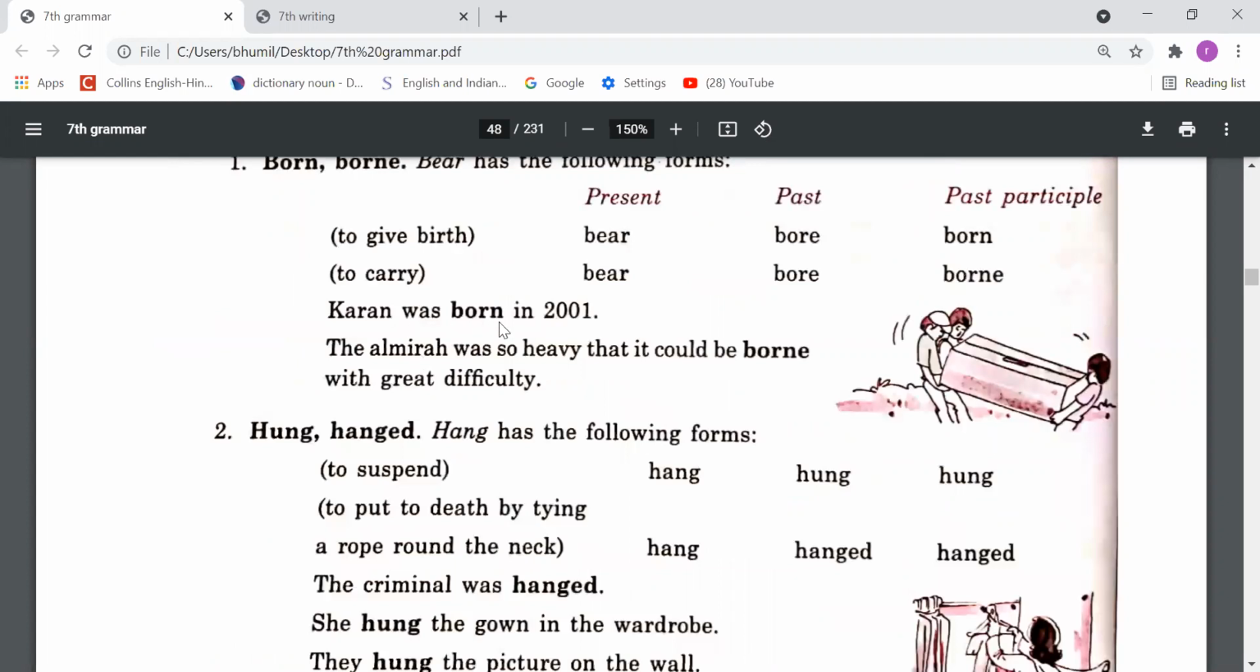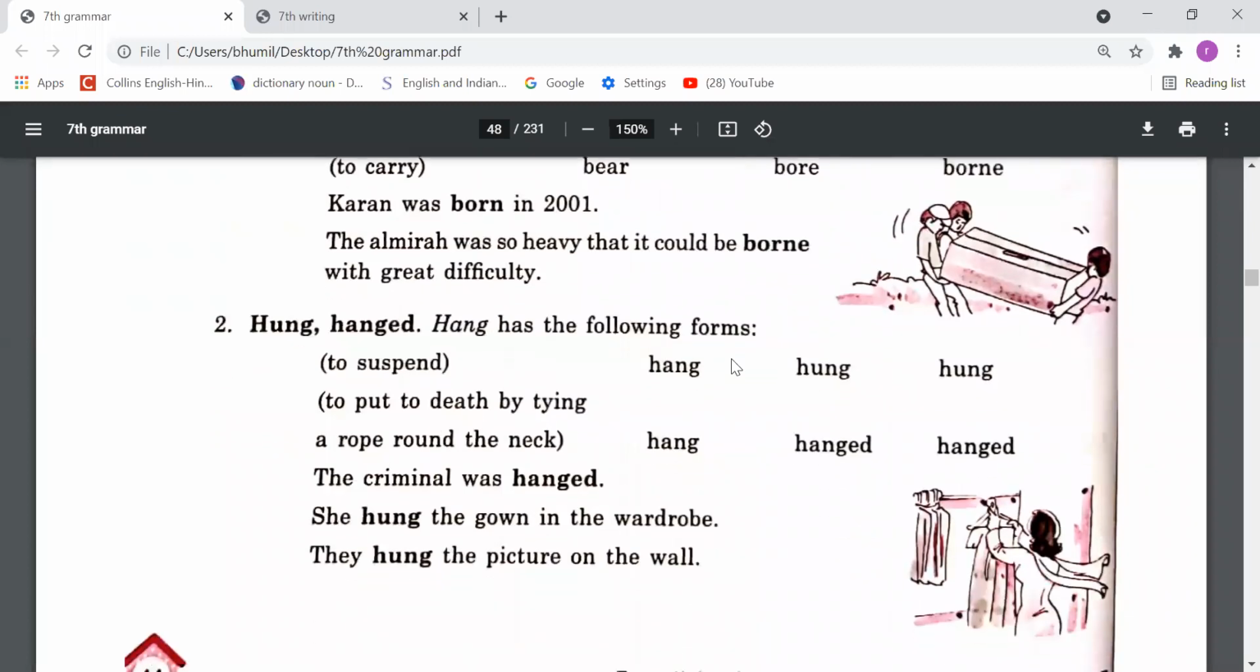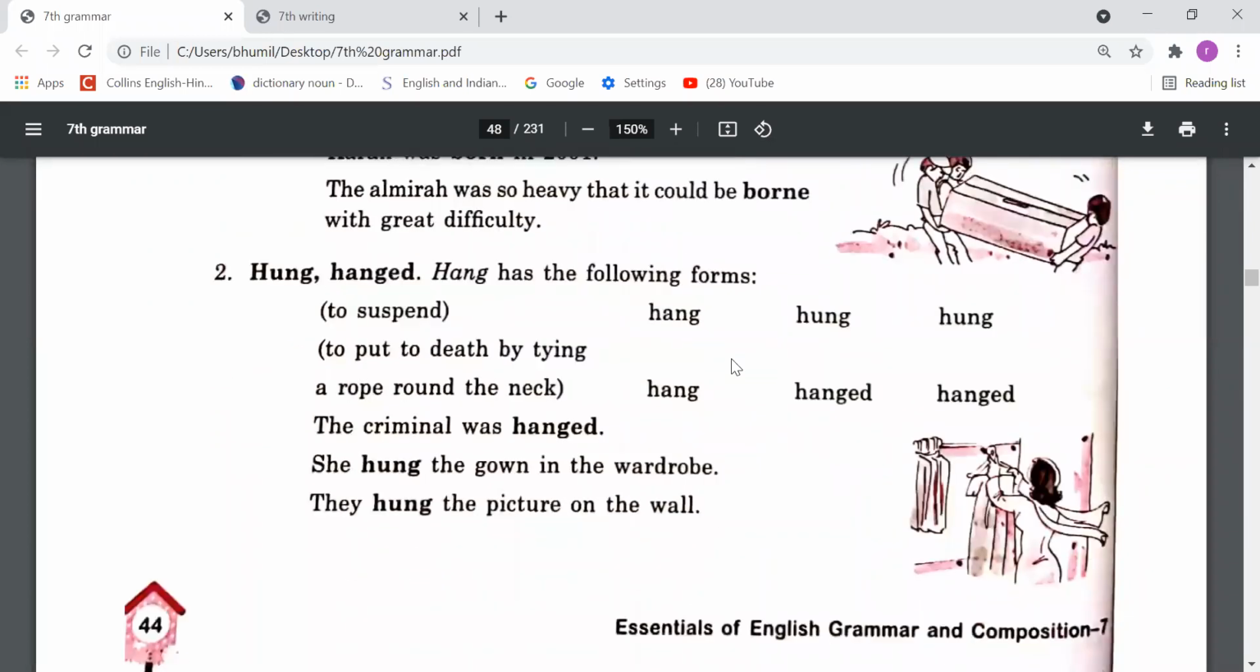Like, Karan was born in 2001. The almirah was so heavy that it could be borne only with great difficulty. So here we have used born for giving birth, and here we have used borne to carry.